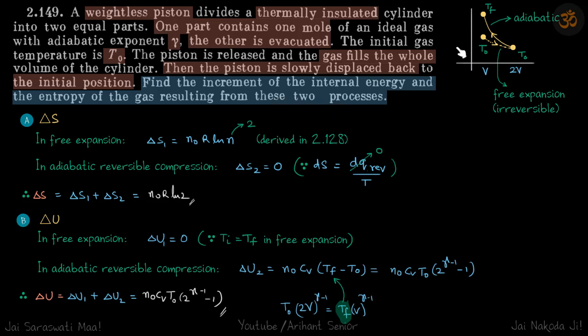So let's draw the PV graph for the process. We have already seen in the previous problem that free expansion is an isothermal process. It's given that the volume changes 2 times because the piston divides the cylinder into 2 equal parts. So in the isothermal process, volume increases from V to 2V. So this part is the free expansion part.